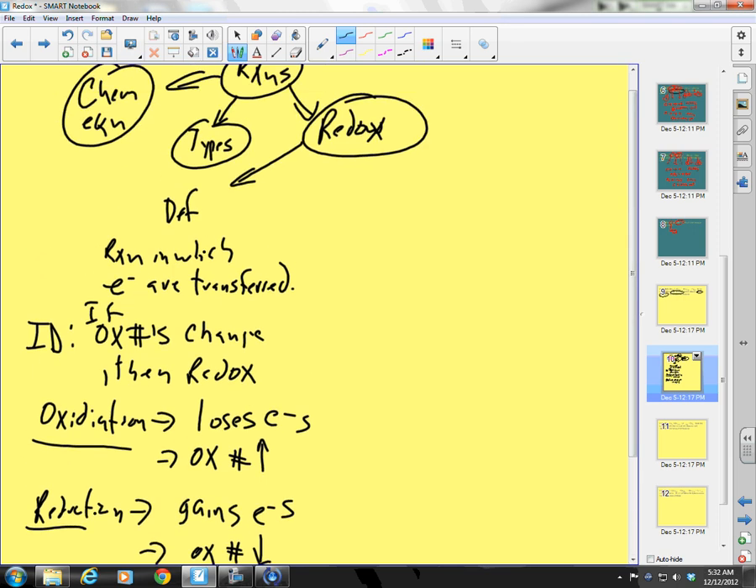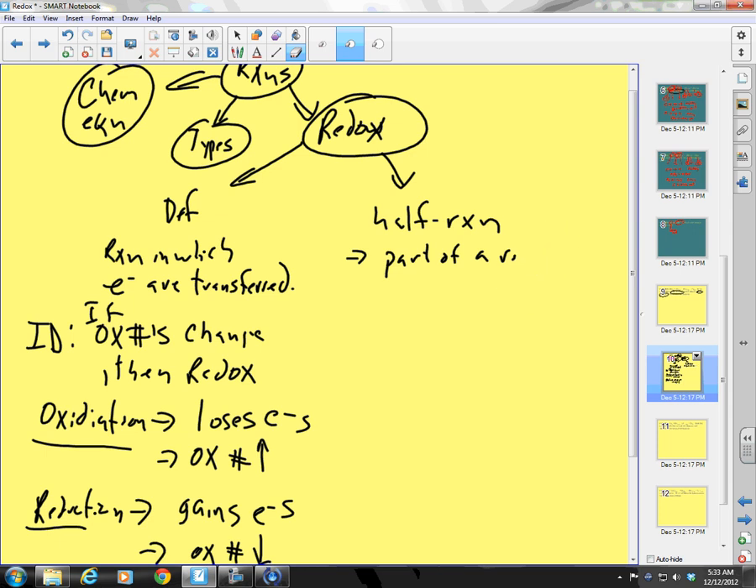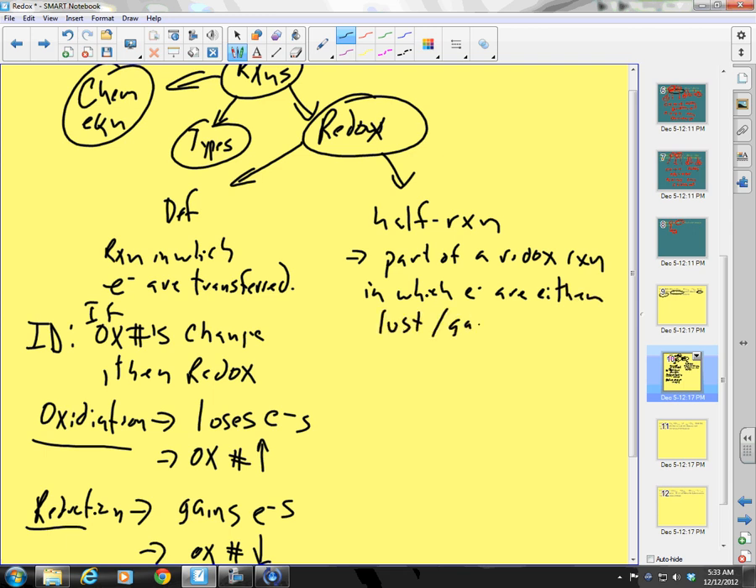Now, under redox, we want to talk about half reactions here. So what are half reactions? Well, they're what you kind of think. What is a half reaction? It is part of a redox reaction, part of a redox reaction in which electrons are either lost or gained. Okay, that sounds really brilliant. Sure. Now, we have two types of redox half reactions.